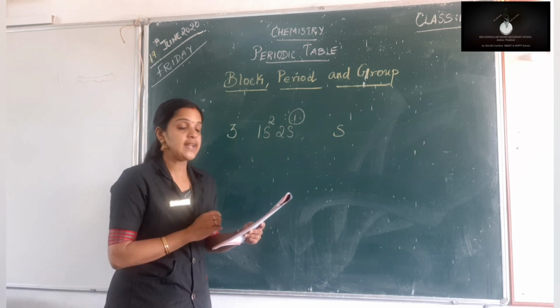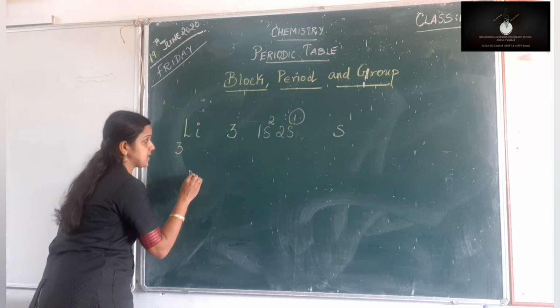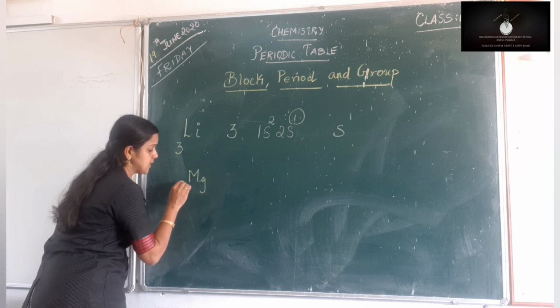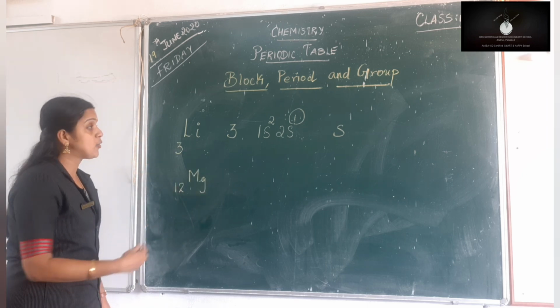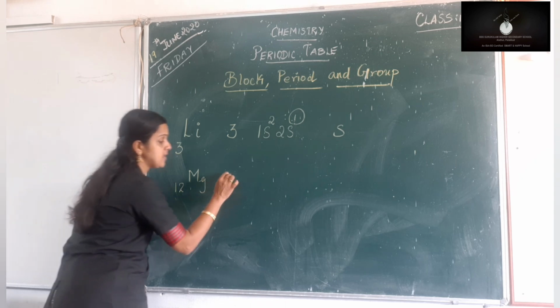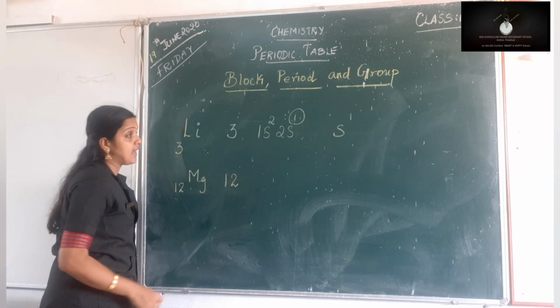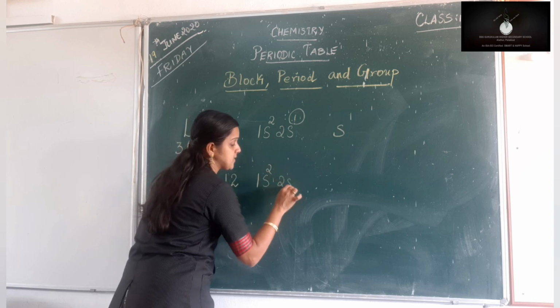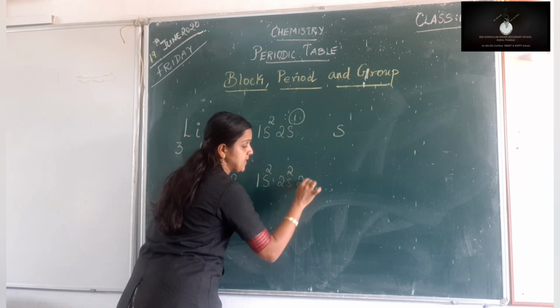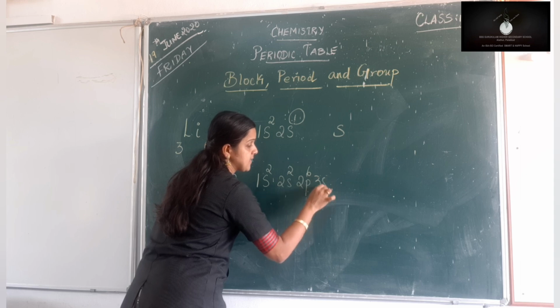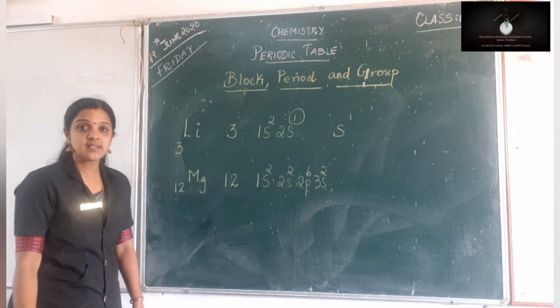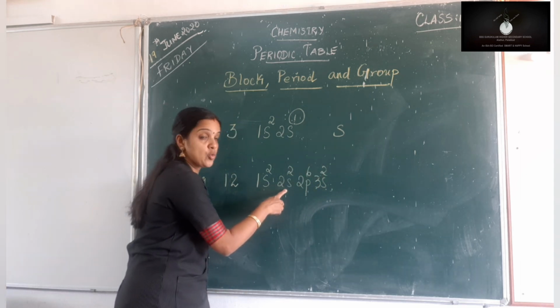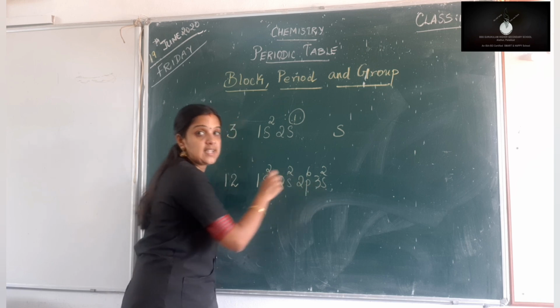Okay. Now what is my next question? The next question is magnesium, 12. So how do I write it? The atomic number is 12 here, and I will write 1s2, 2s2, 2p6, 3s2. Am I right? So it has 1s2, 2s2, 2p6, 3s2.